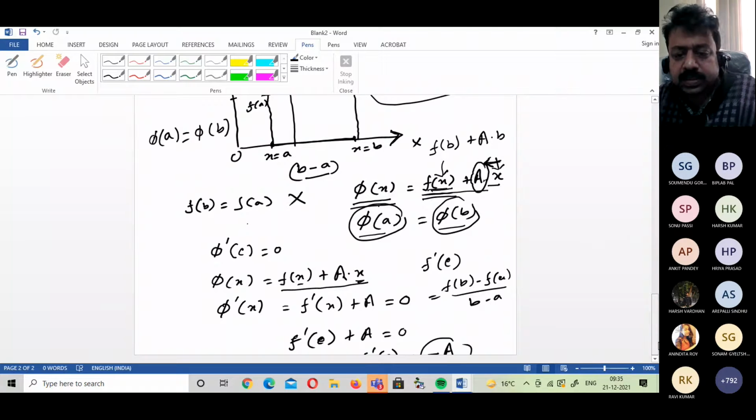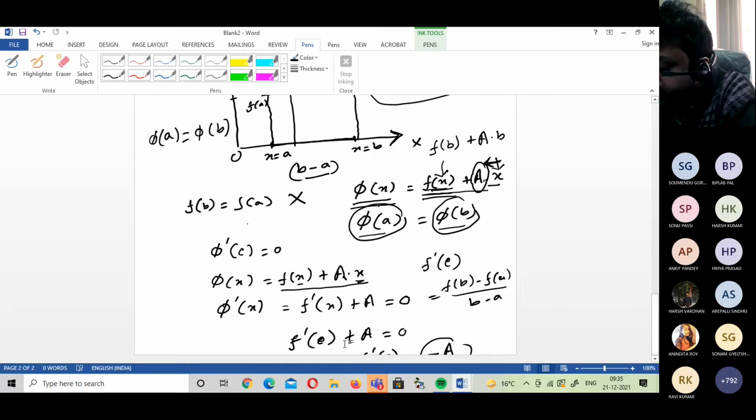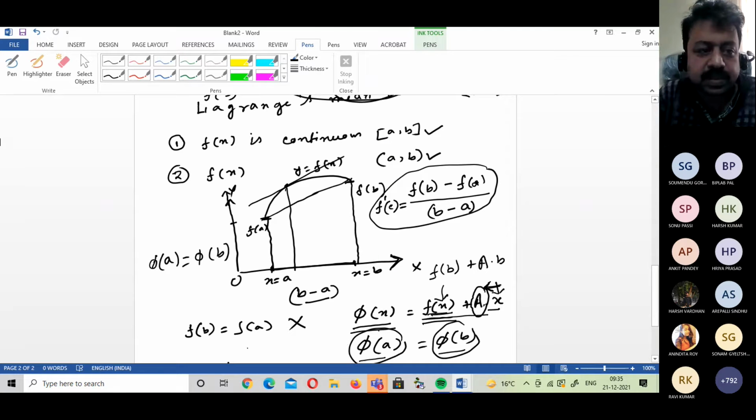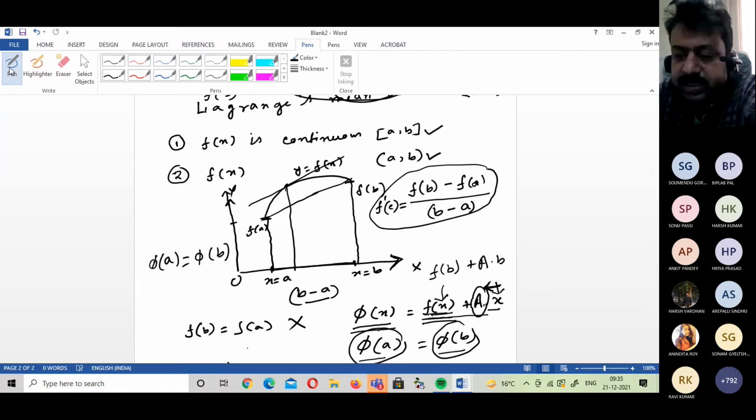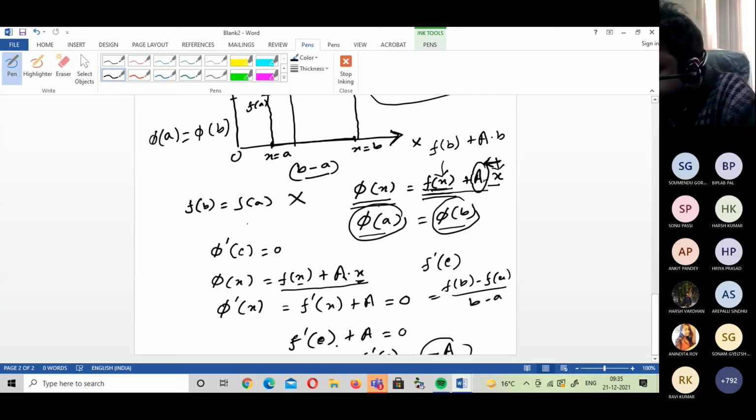Then you have just equated phi a equals phi b. Similarly, you have calculated the value of f dash c as well.